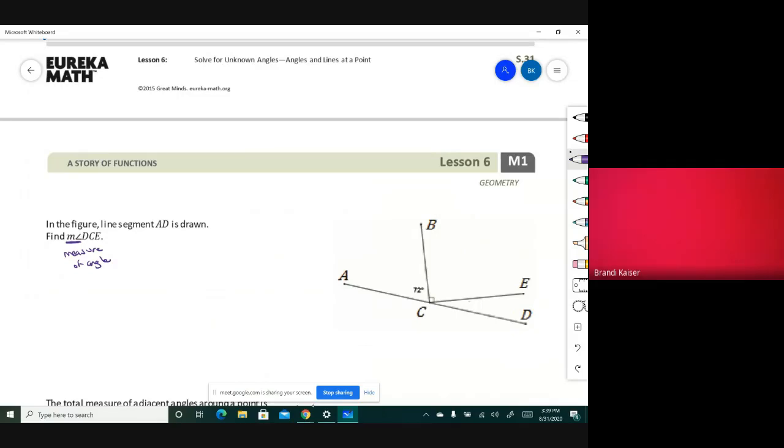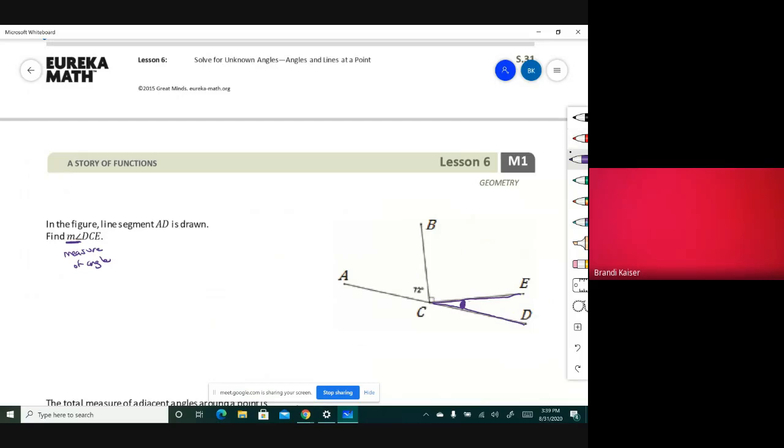Okay, in case you haven't seen that in a while. And then DCE, those are the letters they're telling you to follow for the angle. So if I look at D, I go to C, and then I go to E, they're talking about this angle right here, the one that's included between those three letters. So I am looking for that angle, and they said AD is a line segment. Well, I know that line segments are straight lines, and they should total to 180.